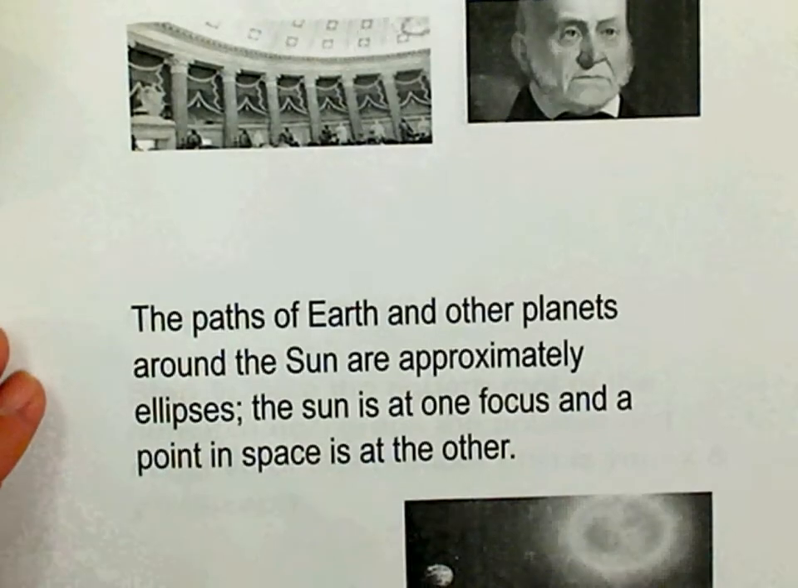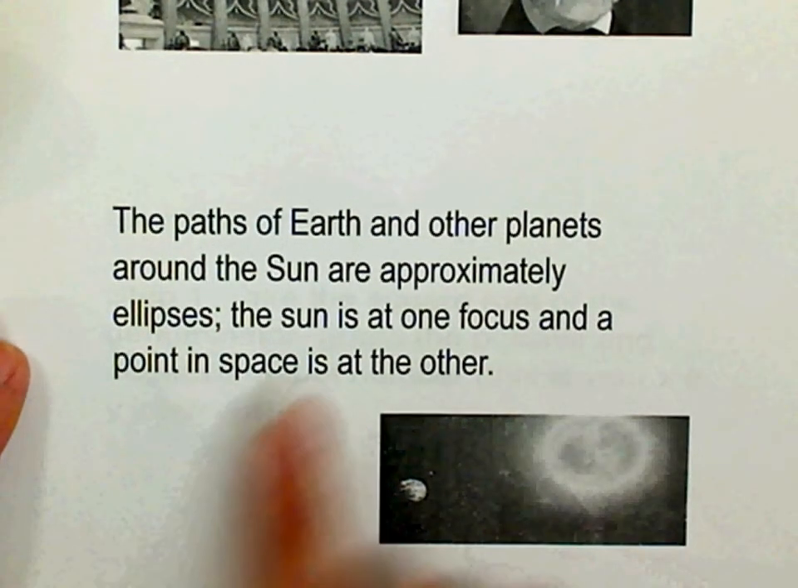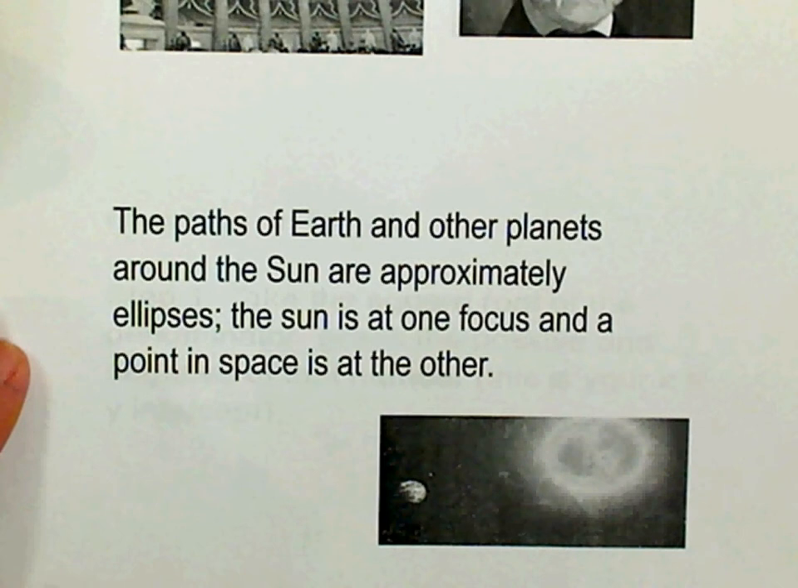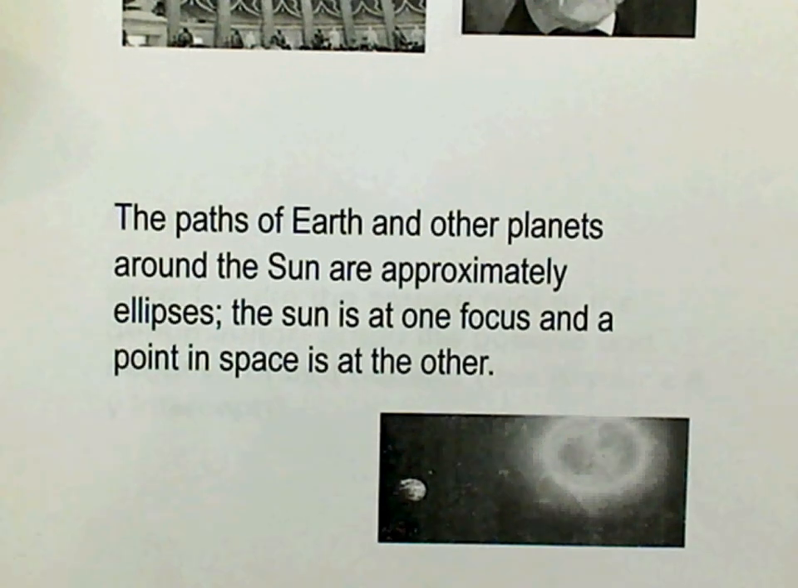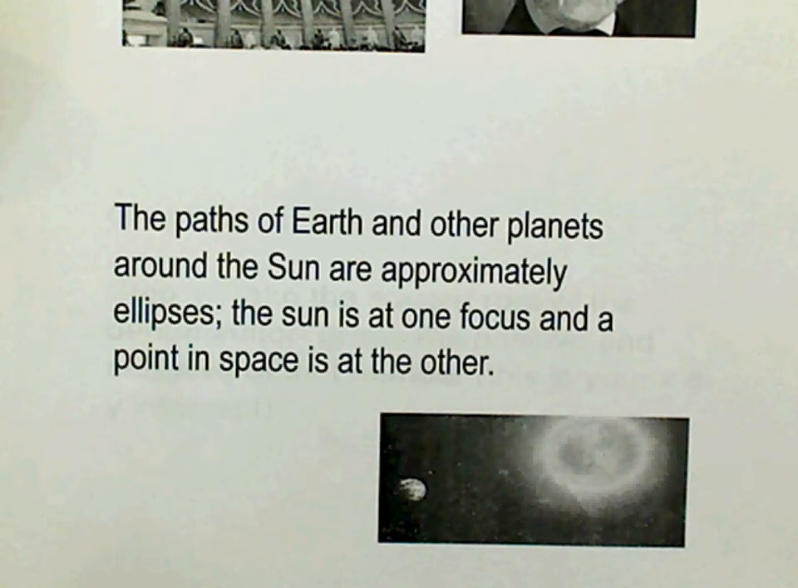Another thing in real life that we use ellipses for is your planet. Notice the path of the Earth around the sun is an ellipse. The sun is at one focus, and a point in the center is at the other, and that's why we have summer and winter, depending on how far we are away from the sun. So we don't actually do a circular motion, okay? It's more ellipsoidal, but it's not like a true circle.